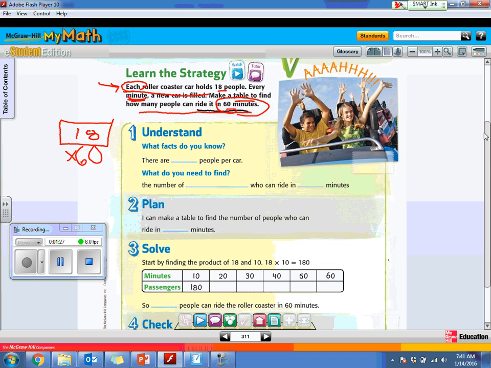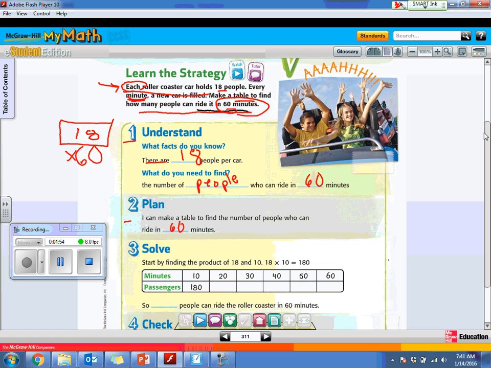Now what we can do is make a table to make this a little bit easier on ourselves. So let's go ahead and look at number one. What facts do we know? We know that there are 18 people per car. What number do we need to find? The number of people who can ride in 60 minutes. I can make a table to find the number of people who can ride in 60 minutes.